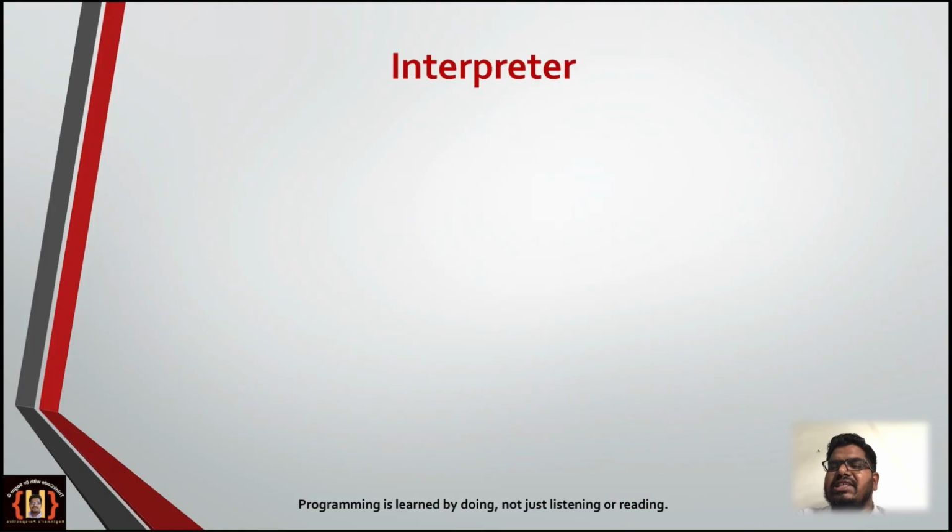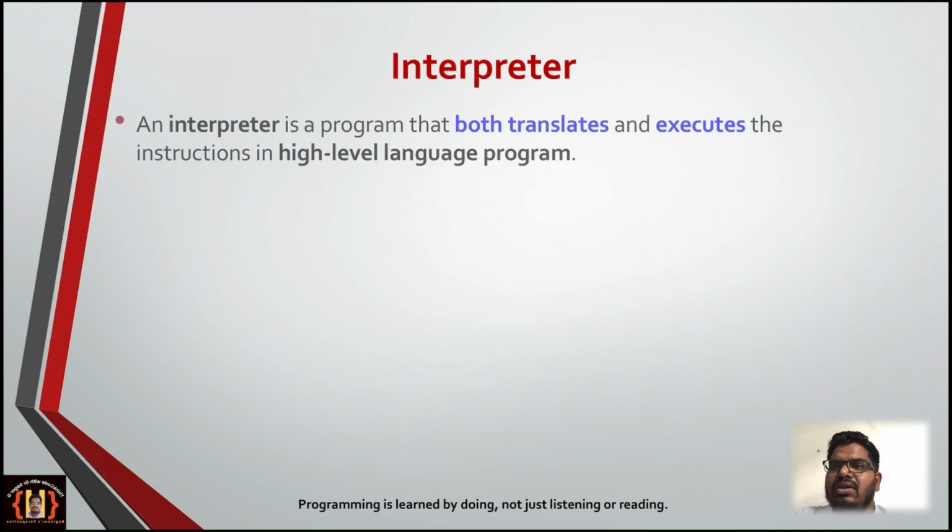Let's see the next component, the next software: the interpreter. As I said, a compiler is used by compiled languages. It is not used by all languages; only some languages we call compiled languages, such as C language, Java, and so on. Now the interpreter is also a software application, a program. It will do two things: it translates and executes at a time. It translates and executes each instruction immediately.